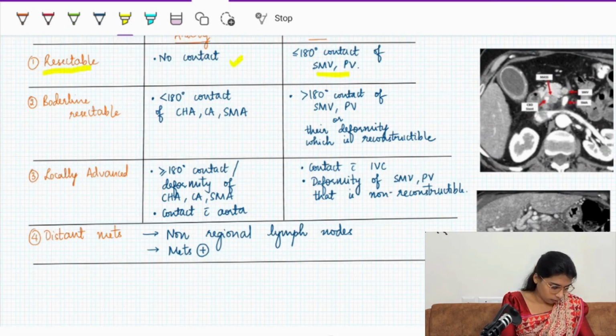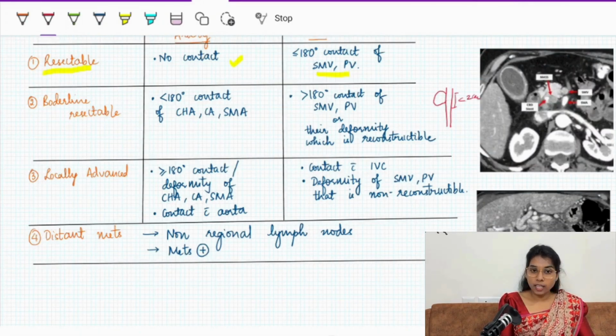So if this is your superior mesenteric vein, the PDAC is showing this much involvement and this length is less than 2 centimeters, it goes into borderline resectable. If it is more than 2 centimeters, it goes into locally advanced, right? Now we are done with the venous.